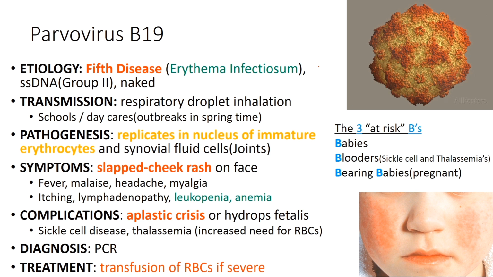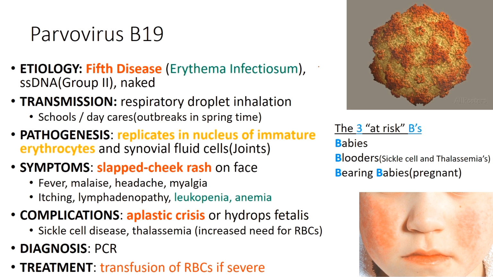So parvovirus B19 is another infection. This is known as Fifth disease or erythema infectiosum. You need to know erythema infectiosum. That's a very common thing that they put in stems as your answers. And so you need to be choosing this if they present with the symptoms. Its transmission is respiratory droplet inhalation. Usually occurs in children, like schools and daycares, with outbreaks during the springtime.